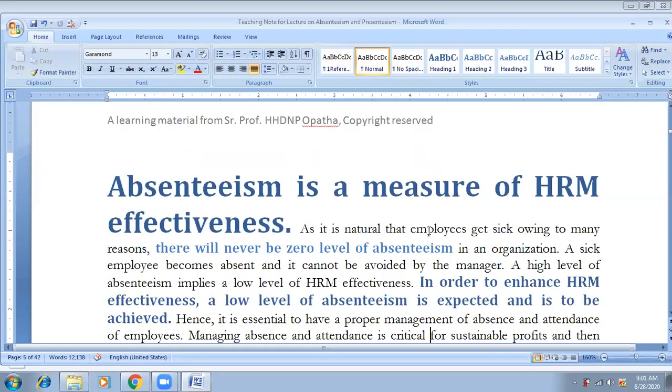Also, another one: absenteeism is a measure of HRM effectiveness. Of course, it is believed that it is natural that employees get sick owing to many reasons. These sick absences are inevitable. Assume you genuinely become ill, and then of course you have to be absent. That is inevitable. So there will never be zero level absenteeism if we consider sickness absenteeism. If we have 1,000 employees working for the organization, then it is natural that at least 10 people will get sick. Then there will be 10 absences.